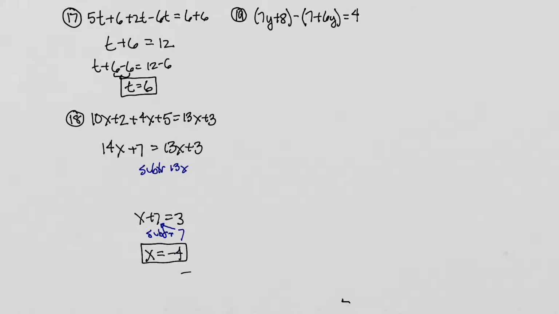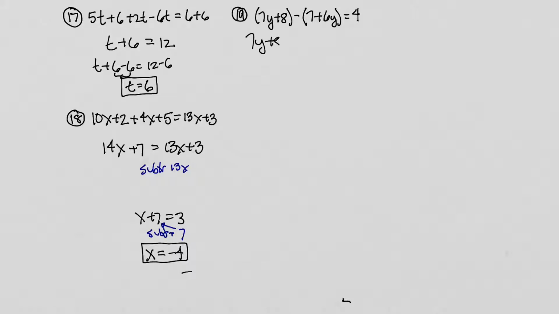Problem number 19, we've got this quantity. We're going to subtract this quantity. Now, here's a set of parentheses preceded by no sign. So we can just remove the set of parentheses. It's just like a 1 here, so I've just got one of these. So we're going to write 7y plus 8. And now, this set of parentheses is preceded by a negative sign, a minus sign in this case. So really I've got minus 1 of these. So I'm going to subtract the whole thing.